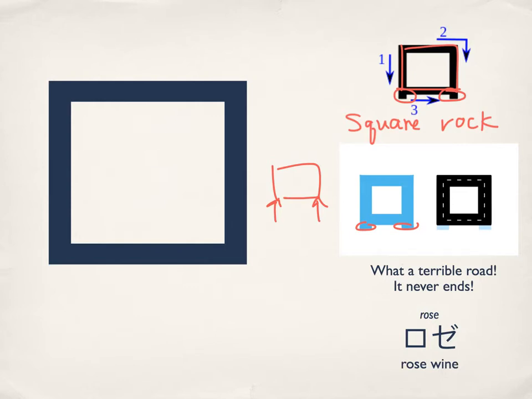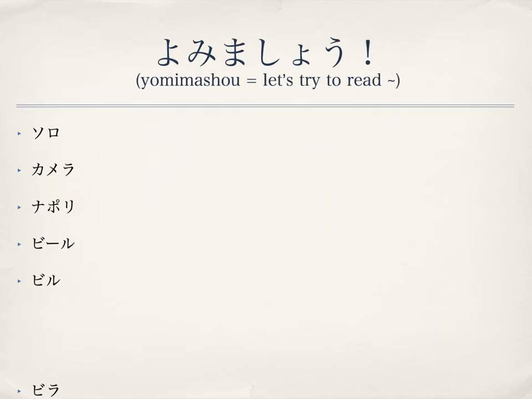One of the strategies for this is a square rock. Or a rock that doesn't roll. Or you can think of this as a terrible road that never ends because it just goes, I'm going to say round and round in a square. これは rosé, rose wine, or a rosé wine, sorry. じゃあ読みましょうか. Go ahead and pause the video, see if you can read these words after you've studied a little bit more in your kana book. Restart the video when you're ready to check your answers.